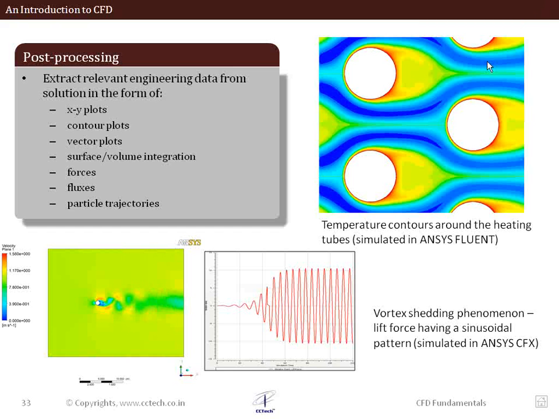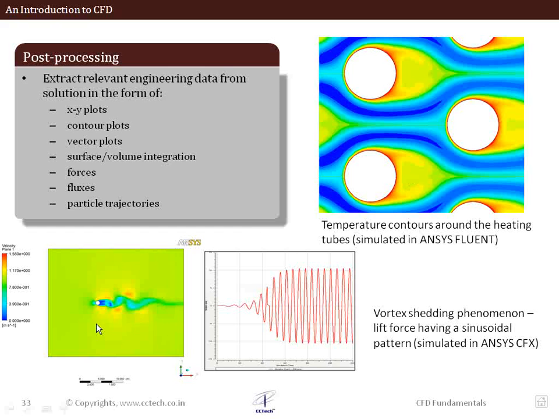You can see there are regions around the tubes which have a lot of recirculation. That's where the heat starts building up. We have the cold stream going around it, and the tubes are having the hot water inside. So you can see very nice depiction of the real life situation through a two-dimensional analysis. And this was performed in ANSYS Fluent.